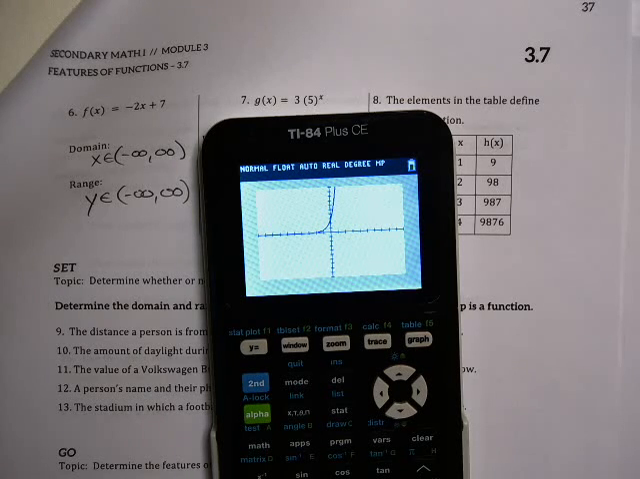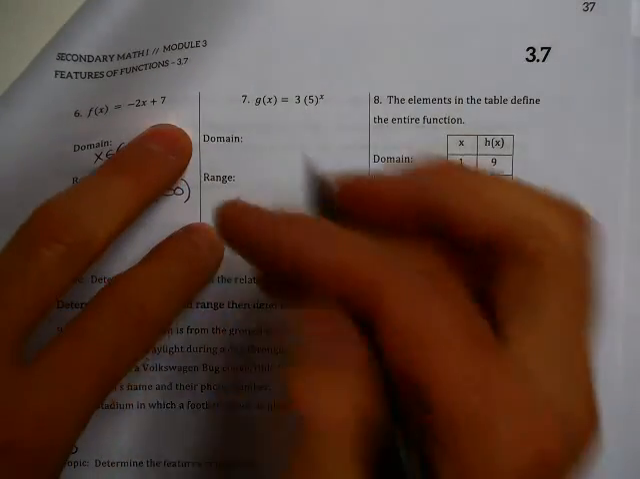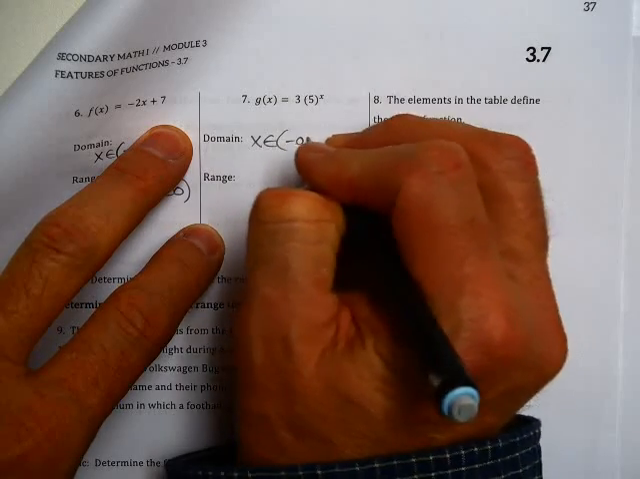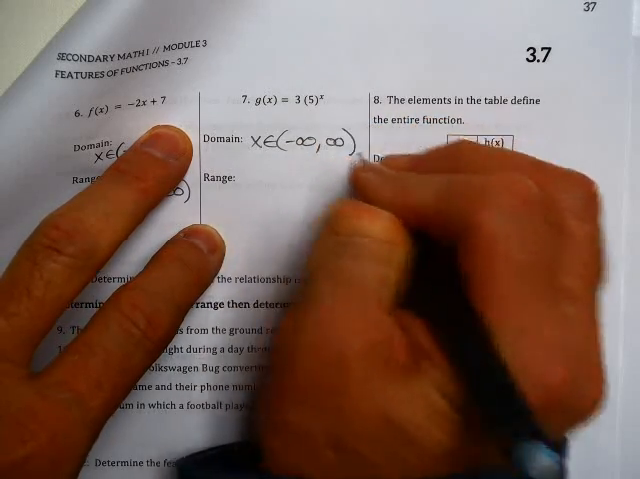what's my domain? Is there any number I can't plug in for x? No. Okay. Plug in any number. I can plug in any number. I totally agree. So the domain is x is an element of negative infinity to infinity.